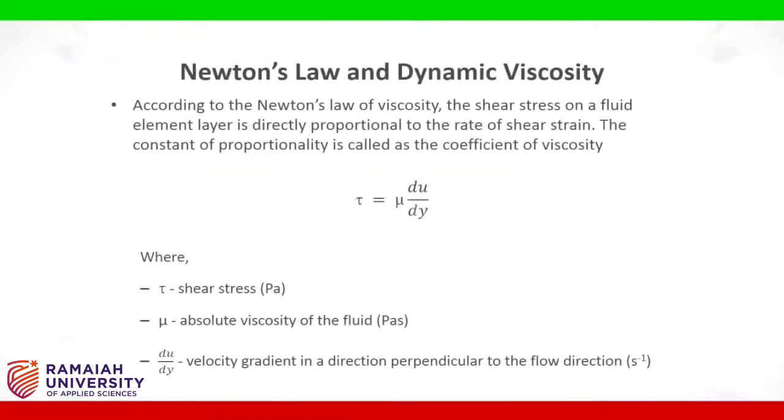According to Newton's law of viscosity, the shear stress, tau, on a fluid element layer is directly proportional to the rate of shear strain. The constant of proportionality is called the coefficient of viscosity, mu. The relationship is given as tau equals mu into du by dy, where tau is the shear stress in Pascal, mu is the absolute viscosity of the fluid in Pascal second, and du by dy is the velocity gradient in a direction perpendicular to the flow direction, having the units of second inverse.